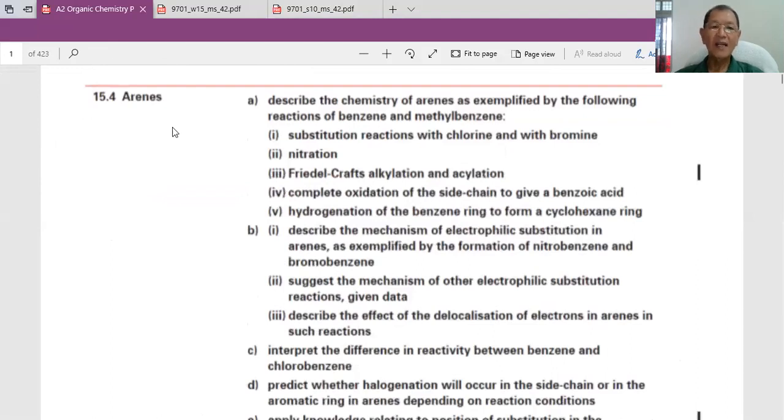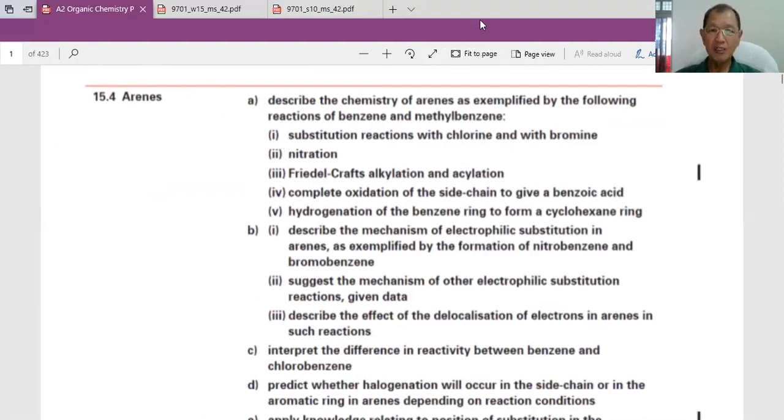So what are arenes first? Let me explain the arenes first. Now here, arenes. Let's describe the chemistry of arenes exemplified by the following reactions of benzene and methylbenzene. There are two types of arenes they ask you here, benzene and methylbenzene. I'm going to show you what it means first. Okay, what are these two compounds? But here they say describe the chemistry, which means they want only the reactions. But in the question they ask you for the structure of benzene, which I'm going to show you now. Okay? So here we're going to come later.